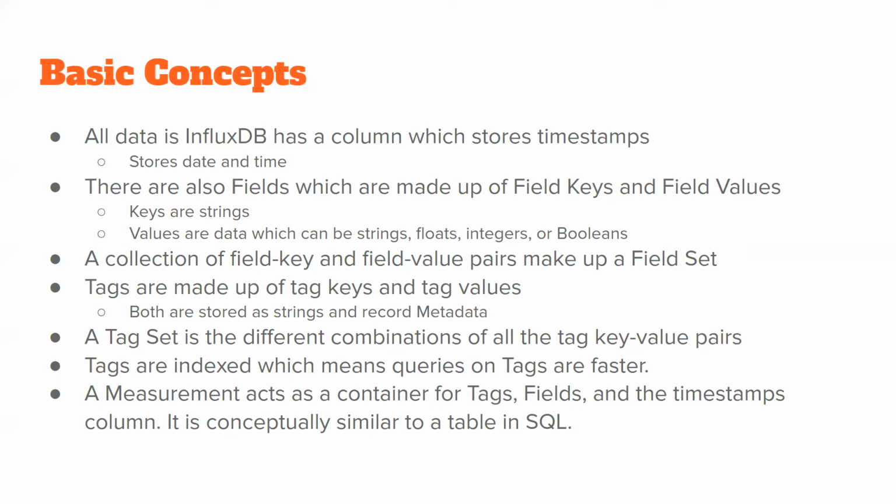So when I refer to that later, you'll know it's a field key and field value combined. And then there's also tags, which are similar to fields, but not the same, as tag keys and tag values only store strings and record metadata. So unlike field values, tag values can only be a string. It can't be a float, integer, or boolean. And then a tag set is all the different combinations of all the tag key value pairs. And tags are indexed, which is why you should use them in certain situations, because queries on tags are going to go faster.